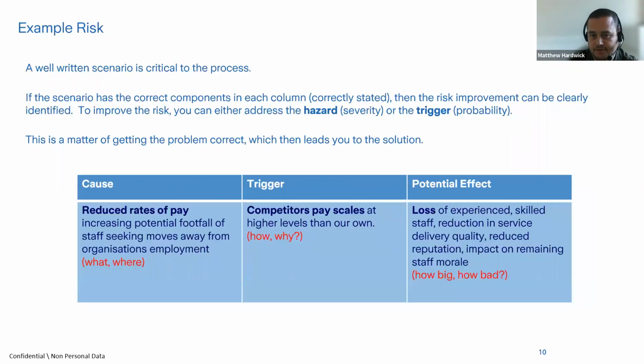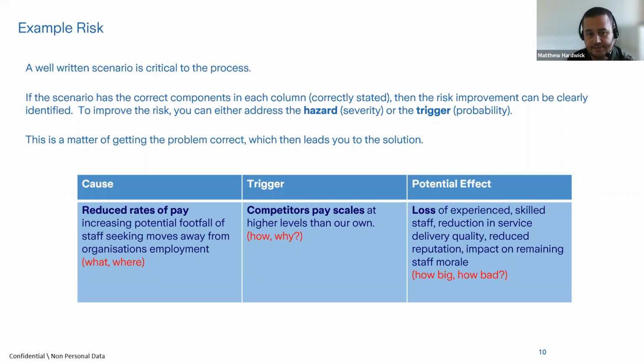By way of an example, I've mocked one up that hopefully gives even more insight into how this might look. In this particular one, I'm talking about rates of pay. So our causes: as fictitious organisation A, we've got reduced rates of pay, and that's increasing the potential footfall of existing staff seeking moves away from the organisation, but equally makes it difficult for us to recruit new people because the rates of pay are below market value, for argument's sake. So that's our what and our where, that's our cause problem.